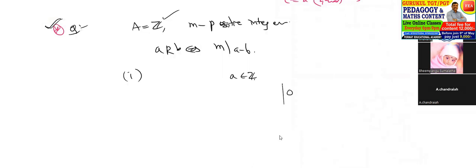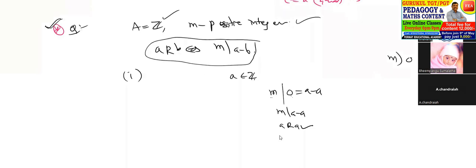So any positive integer always divides 0, right? Yes. But 0 can be written as A minus A. Therefore, M divides A minus A. Therefore, A is related to A by definition. Therefore, it's reflexive, because A is related to A. This is true for every A belonging to the set.